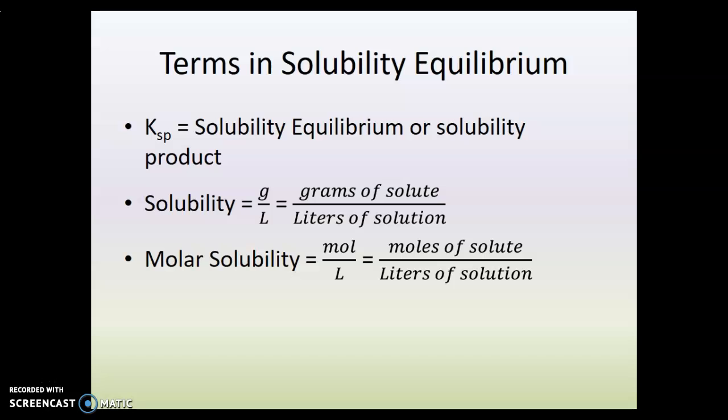So there's a couple of terms here that I want to go over. There's KSP, or solubility product. That is the equilibrium related to solubility. Solubility itself, when it's just deemed solubility, is typically in units of grams per liter. So if you're looking up the solubility of a substance, it'll often list it in grams per liter. However, we're going to find molar solubility to be the most useful, because molar solubility is in moles of solute per liter of solution.